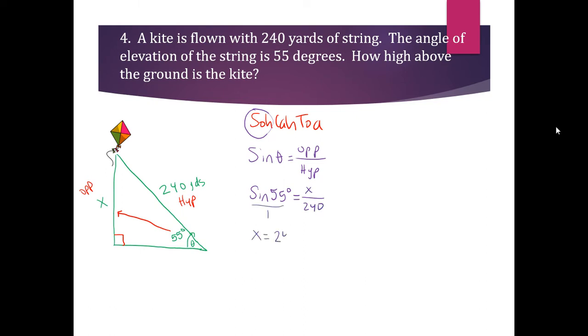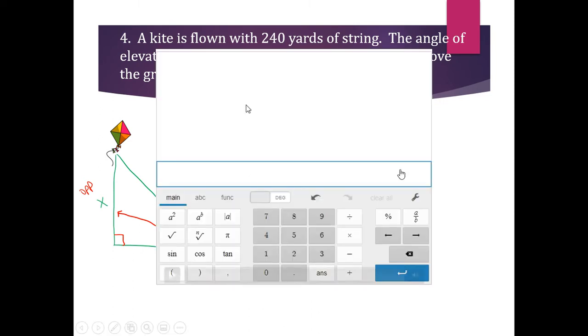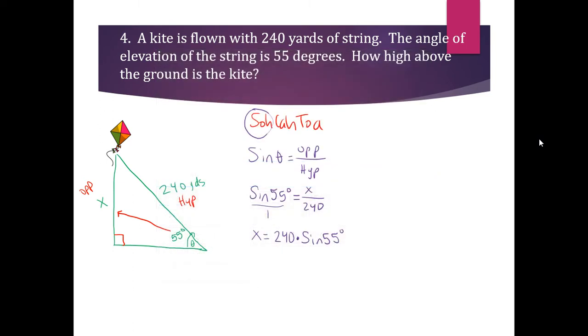Since x is in the numerator, we're going to multiply 240 by sine of 55 degrees. So we're going to type that into our calculator just like we see it. So 240 times sine, and then again, we'll type in our degree. So we got 55. I like closing the parenthesis, and we get our answer. So let's go ahead and write down our answer. X equals 196.6 yards.